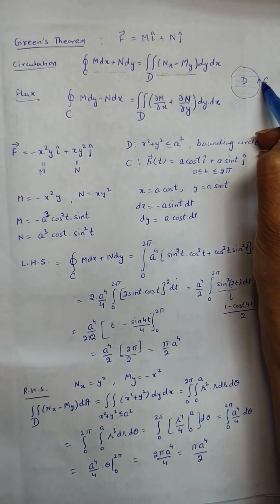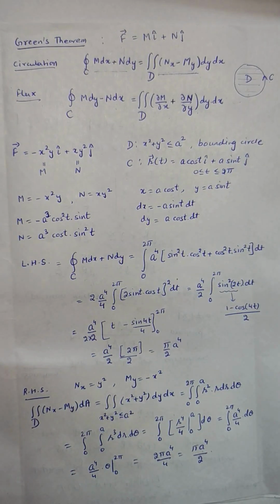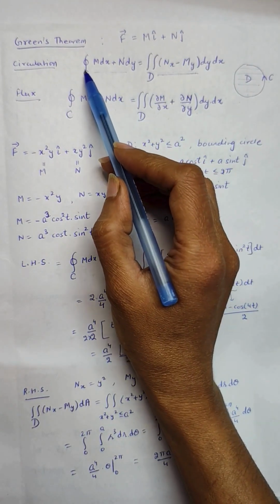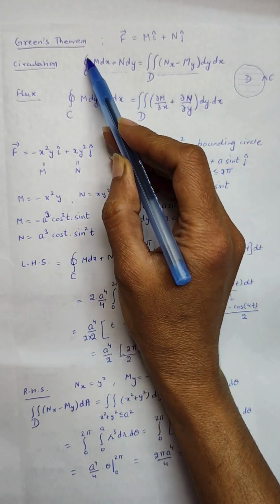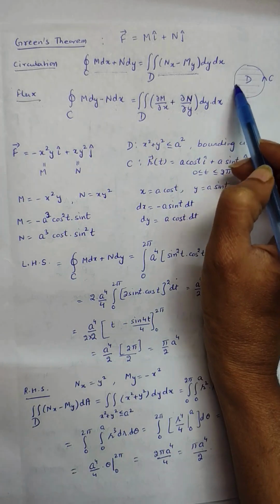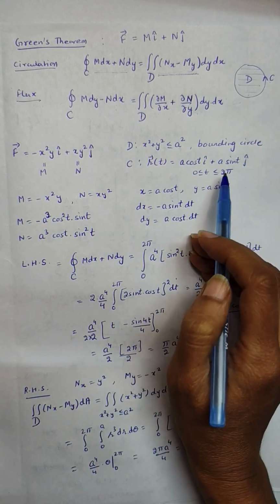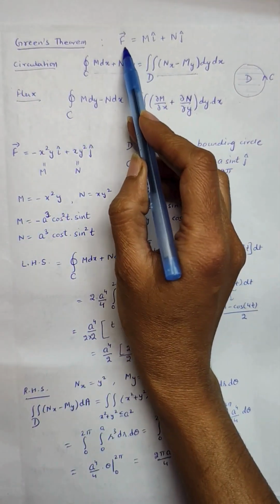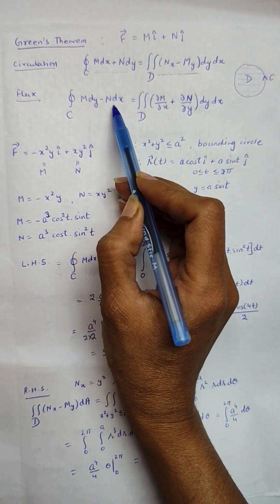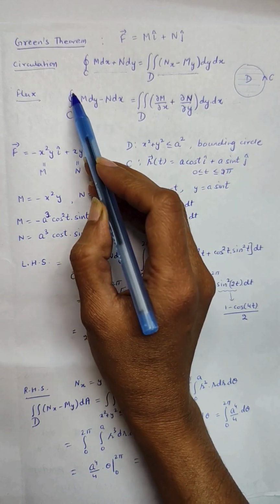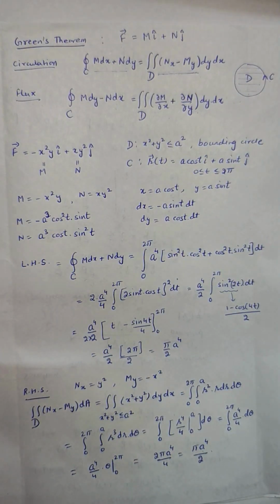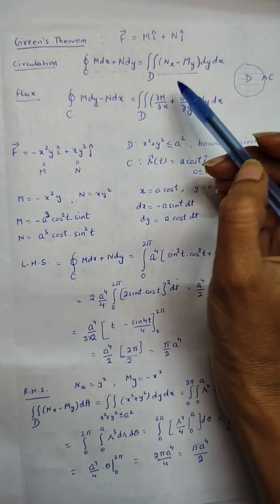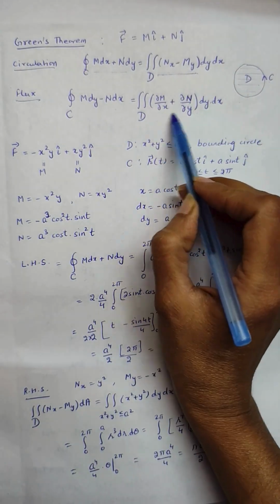oriented counterclockwise. Alright, so what's the circulation? Circulation of this vector field around the curve is given by this formula. Integral of M dx plus N dy along this curve C, which is bounding this region D. Okay, and flux of this field F is given by the formula M dy minus N dx integrated over this closed curve C.